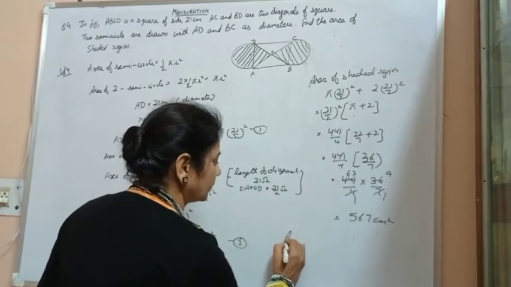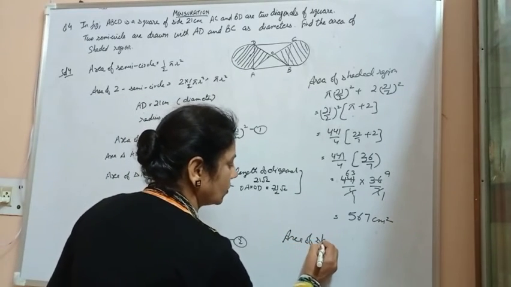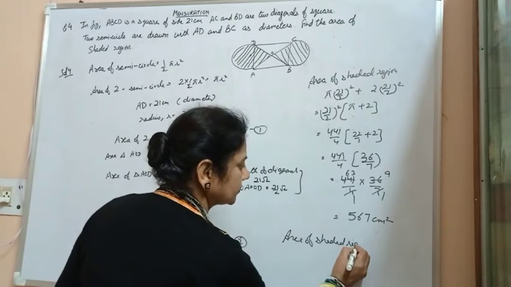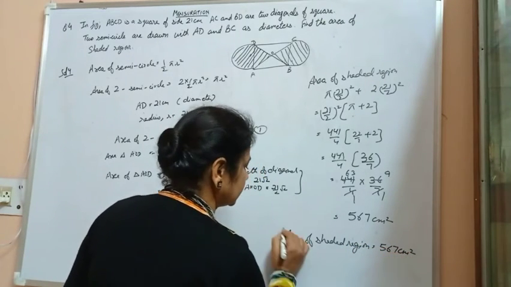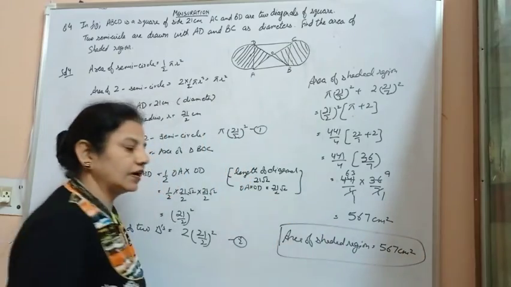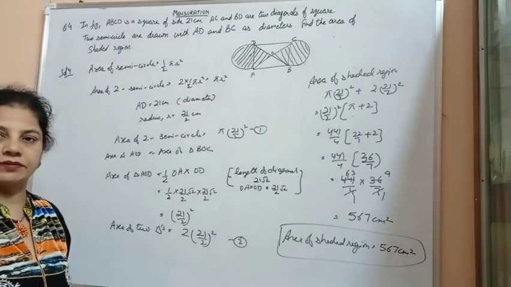So area of shaded region is 567 centimeter square.